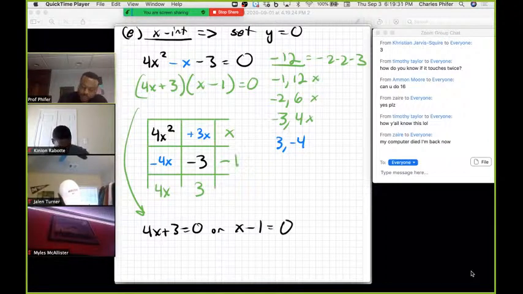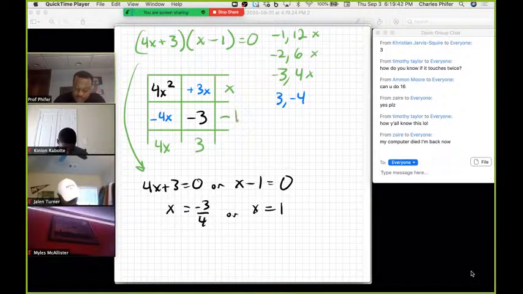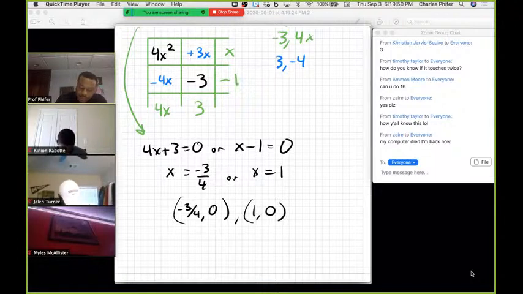If we solve each one, subtract and divide, x equals negative 3/4 or x equals 1. Let's put it in context. These are the intercepts, so we've got negative 3/4, 0 and 1, 0. And then the last one is actually really quick.